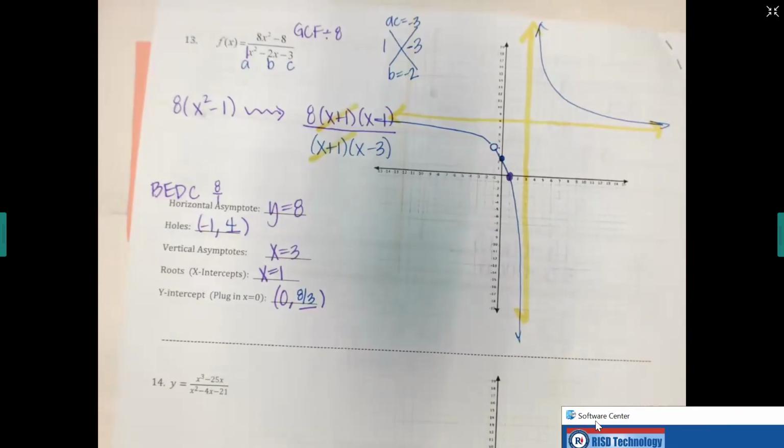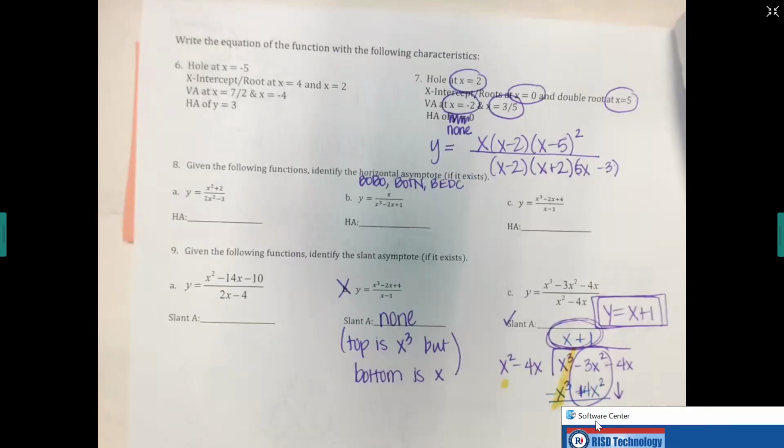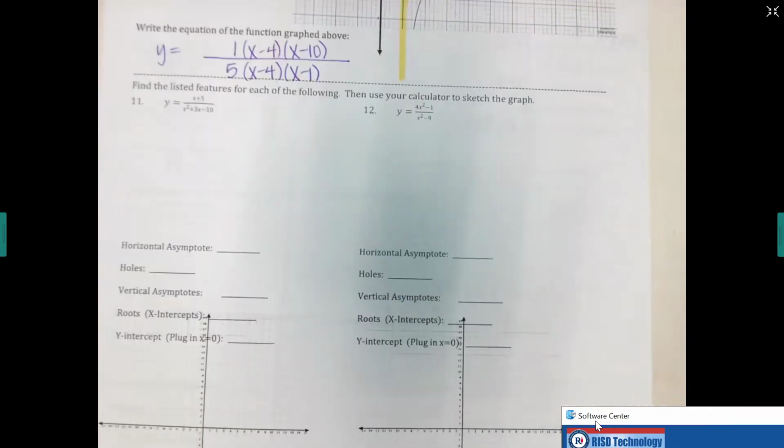All right. Maybe we'll just do one more. Maybe 11. We did 2, and then you'll have 2 left. Let's do 11. First question, Bobo, Botan, or Betsy? It is a Bobo, because it's a regular x on top, but it's an x squared on bottom. So that means that the ends of the graph are going to curve out to 0. So go ahead and draw that flat line in. 0 would be here.